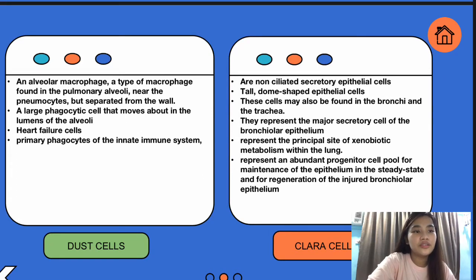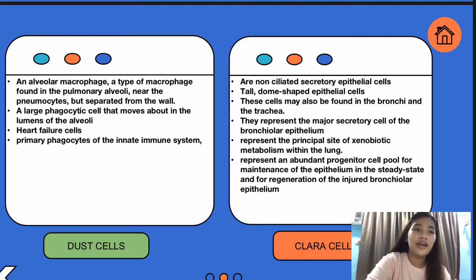It functions as a primary phagocyte of the innate immune system, clearing the air spaces of infectious, toxic, or allergic particles that have evaded the mechanical defenses of the respiratory tract, such as the nasal passages, the glottis, and the mucociliary transport system.